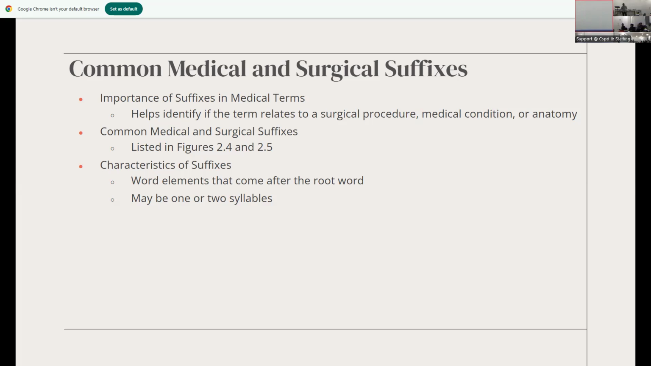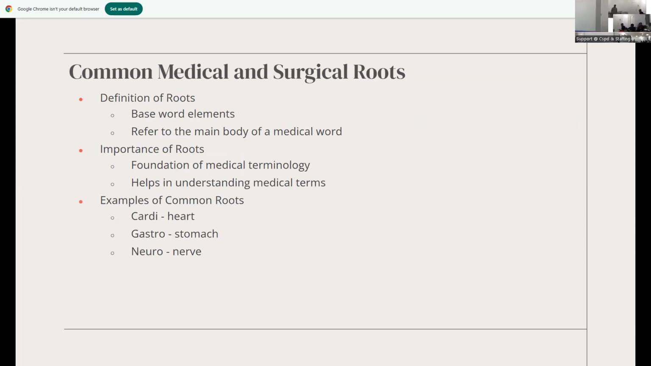All right, let's go. Common medical and surgical roots. The root is the main word. We saw that already. It refers to the main body of a medical word. The importance of roots is that they are the foundation of medical terminology. So, rhino. What other terminology can I get? Let me see if I can find one here. I probably have to put my light on. Can't see. Forgive me, guys.